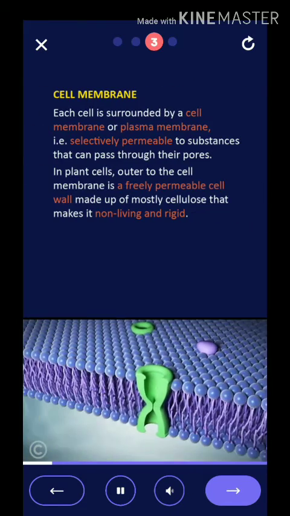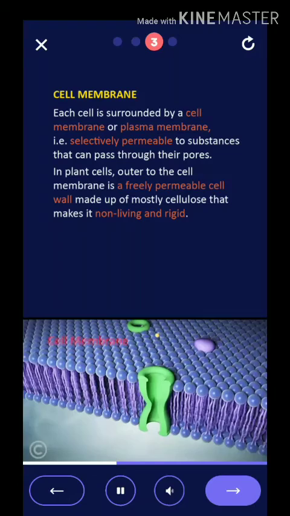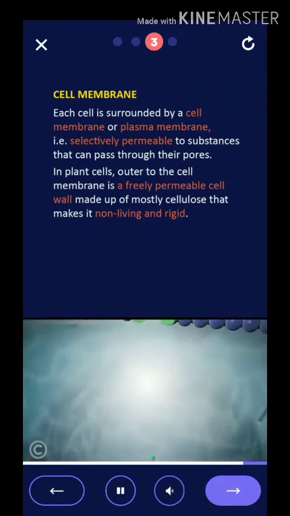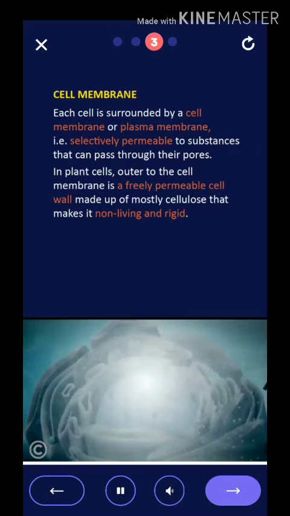Cell membrane. Each cell is surrounded by a cell membrane, or plasma membrane, that is selectively permeable to substances that can pass through its pores. In plant cells, outer to the cell membrane is a freely permeable cell wall made up mostly of cellulose that makes it non-living and rigid.